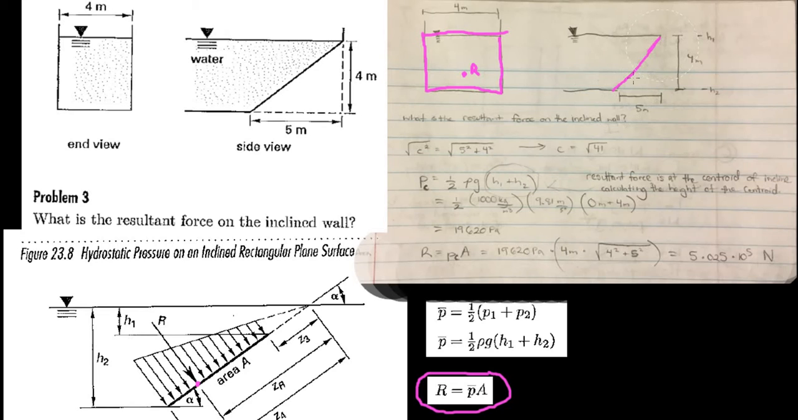also denoted in the side view right here in pink, and we find that through the Pythagorean theorem, and we find it to be square root of 41. And so once we have that, we know the width is 4, so 4 times square root of 41 is right there. So that's our area, and then we have our average pressure. And our final answer will be 5.025 times 10 to the 5th newtons.